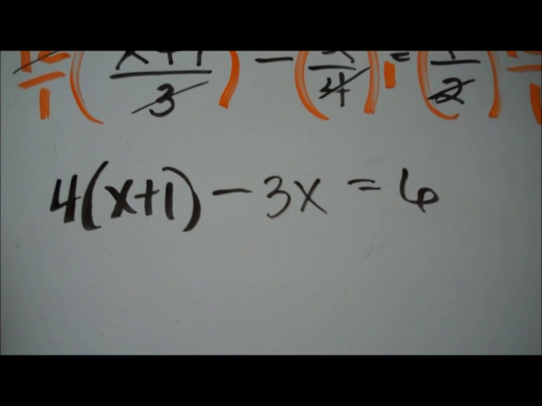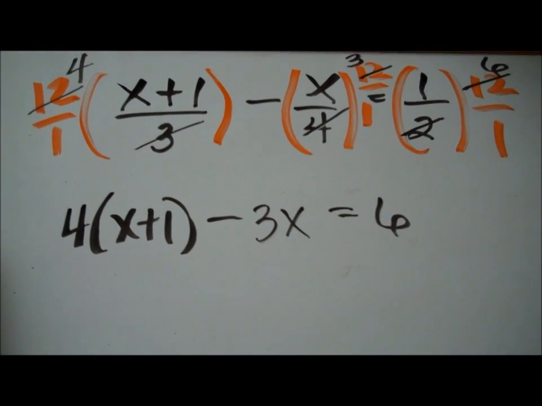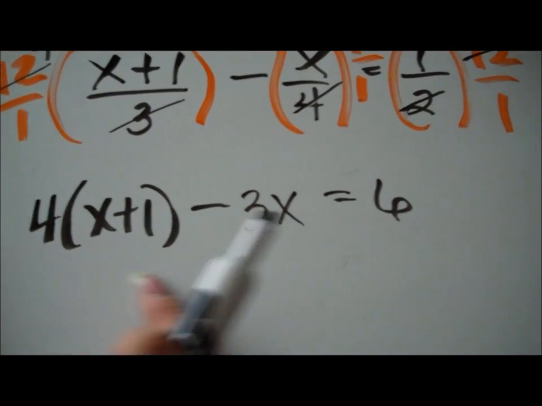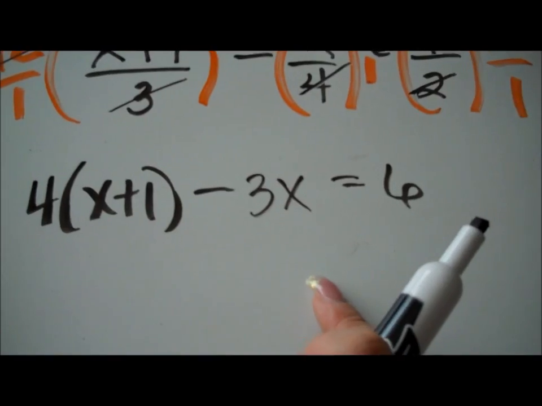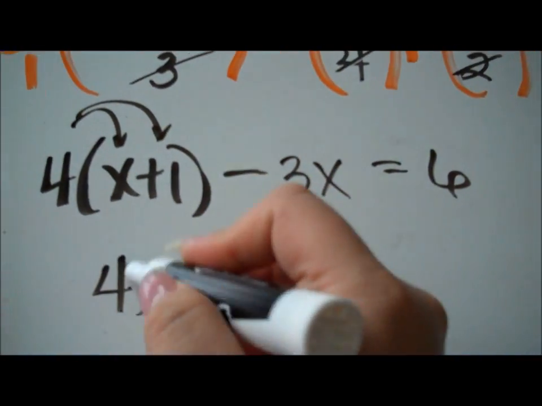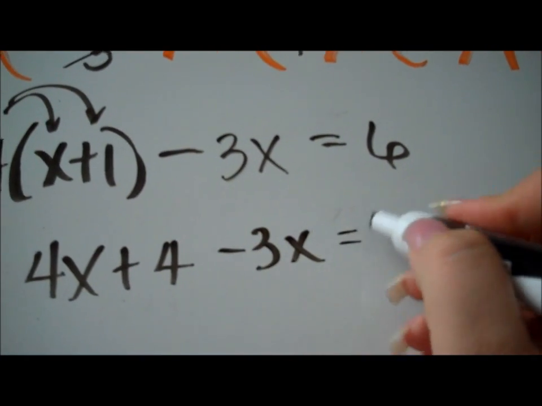Okay, so this is what I have right now. Again, notice it went from that down to this. No fractions. Pretty sweet, huh? I need to combine or simplify my left-hand side, so I need to distribute. So this becomes 4x plus 4 minus 3x equals 6.